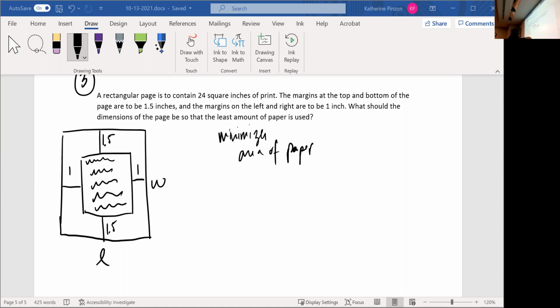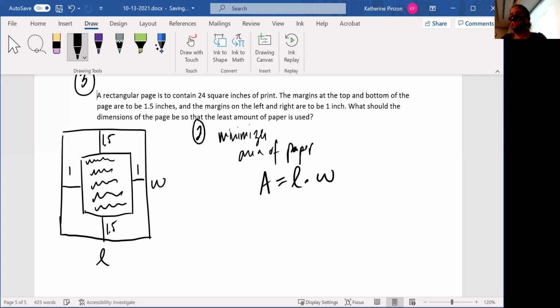It says, what should the dimensions of the page be? So dimensions are length and width, so that the least amount of paper is used. So I want to minimize the area of the paper. What's an equation for the area of the paper? Length times width. Yes, length times width. I need one variable to happen here. So I need a helper.